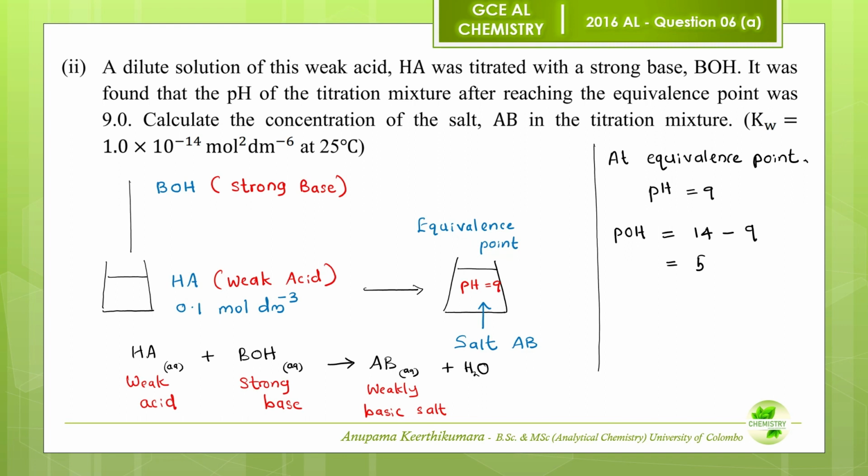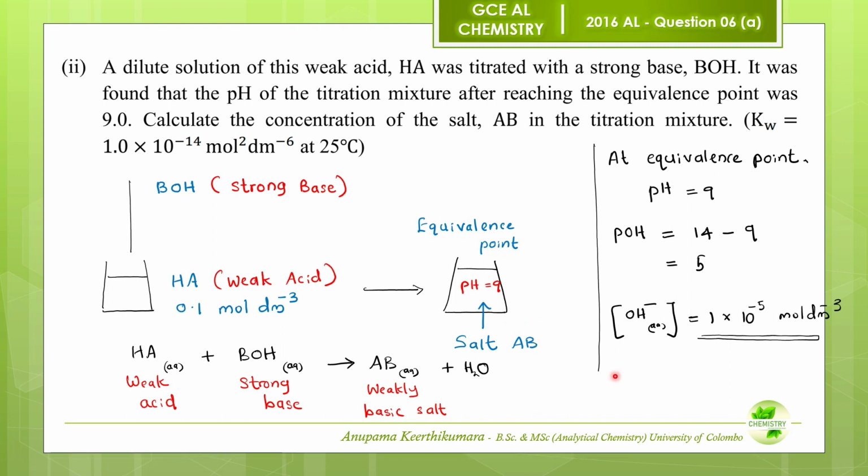pOH is 5. That means the OH minus concentration at the equivalence point is 1 × 10^-5 moles per cubic decimeter. At the equivalence point, a basic salt is present, and these OH minus ions are produced from the basic salt AB. We have to calculate the concentration of the salt AB at the equivalence point.